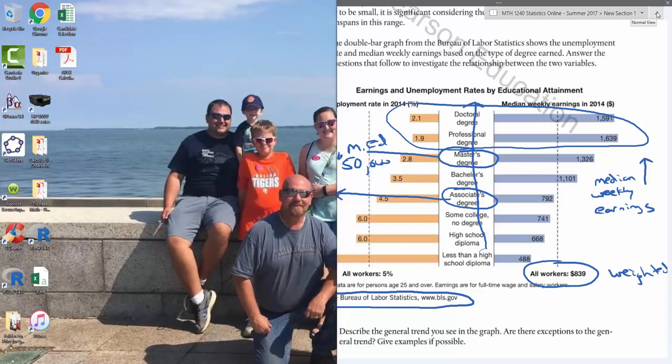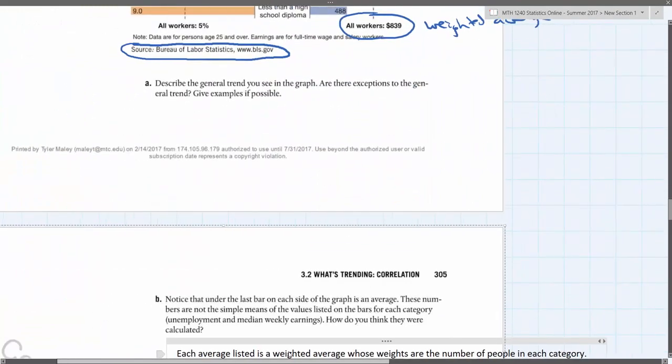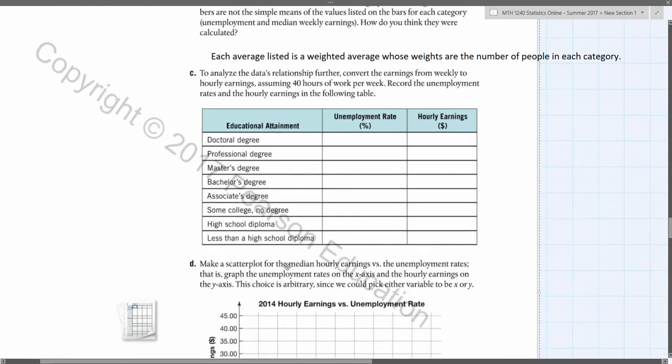To speed this up, I'm just going to fill the table in for you. I assume you can divide by 40, okay? And then the unemployment rate, you're just pulling from that table as well. So the unemployment rates were 2.1, 1.9, 2.8, 3.5, 4.5, 6.0, 6.0, and 9.0. Right, so we're getting those values.